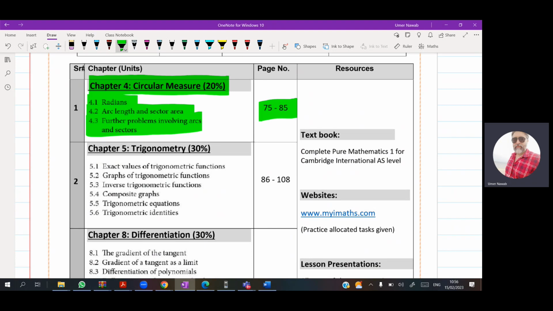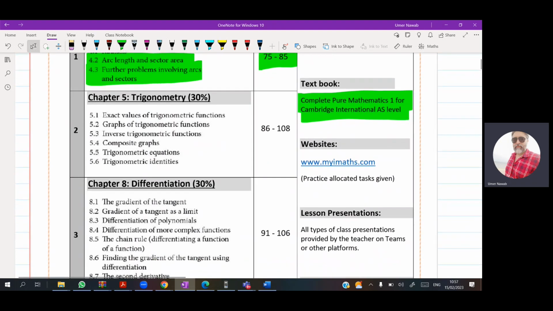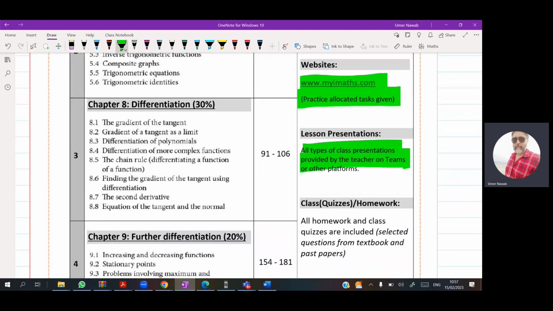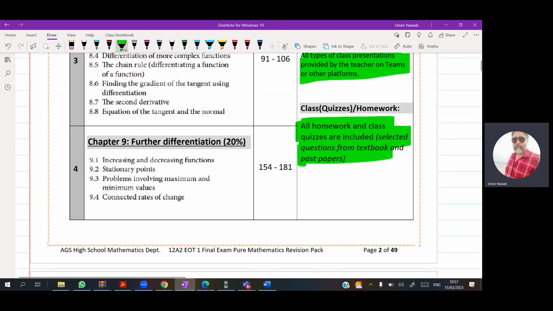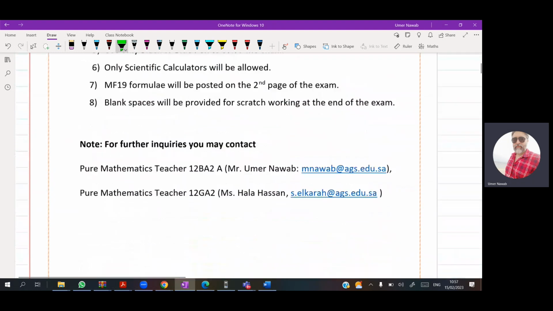So in the book, you can see page number 75 to 85 if you want to study from the book. So the book is this, Complete Pure Mathematics 1, Cambridge International AS level. So you can also practice from my iMaths, my lesson presentations provided on Teams and OneNote, all the homeworks and quizzes there, they can also be studied for this reference. So let's start.